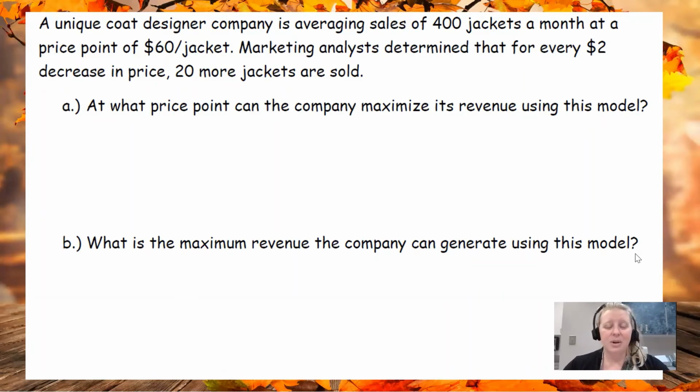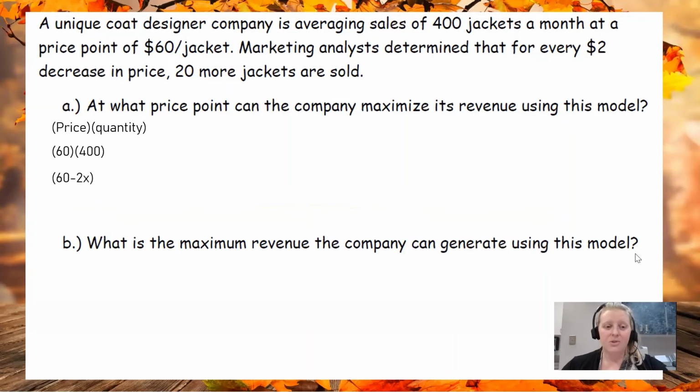Letter A says, what price point do we need to maximize revenue? And B says, what is the max revenue? So no matter what you're doing with these problems, it's always a good idea to build a model, FOIL it out, compute H, compute K, because chances are you're going to need those letters in order to answer the question. So build your model, starting with price times quantity. The current price is 60 and the current quantity sold is 400.